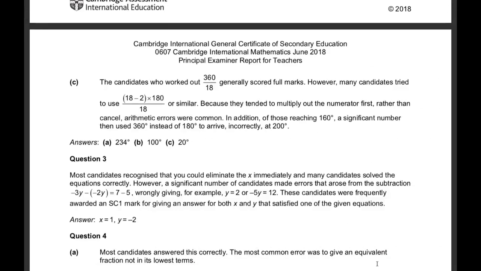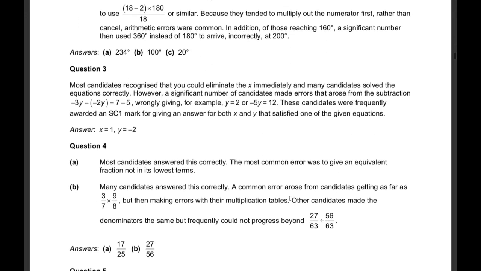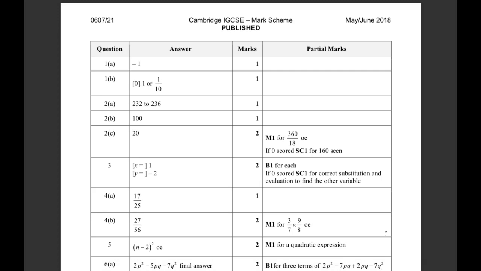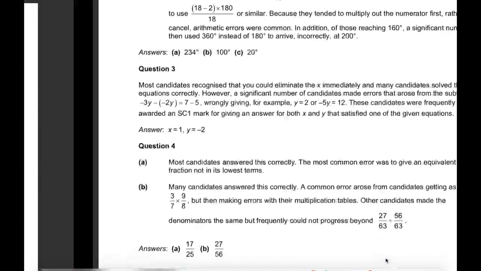And quick check on the mark scheme. As you can see, most people recognise to get rid of the x's immediately, but some people found this particular step quite tricky, the two minuses making a plus, then using your number line. So you do need to be careful how you go about doing that. So x is 1, y is minus 2.